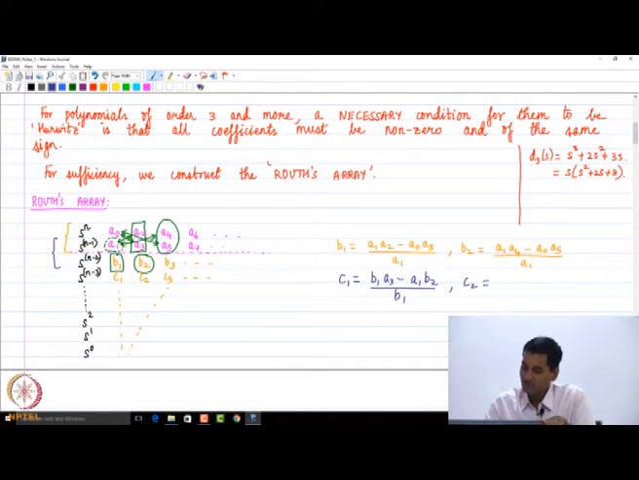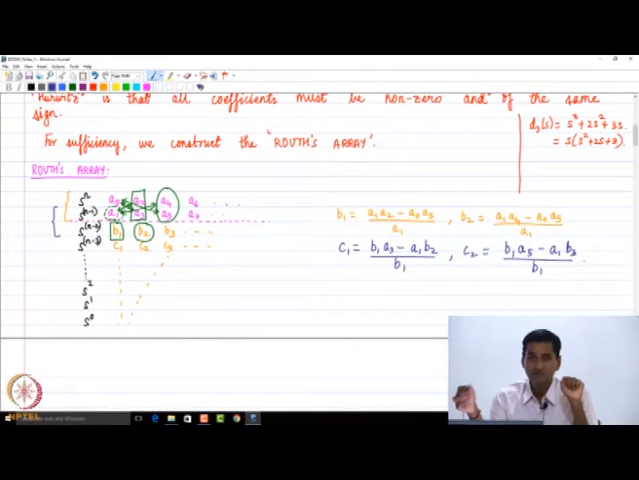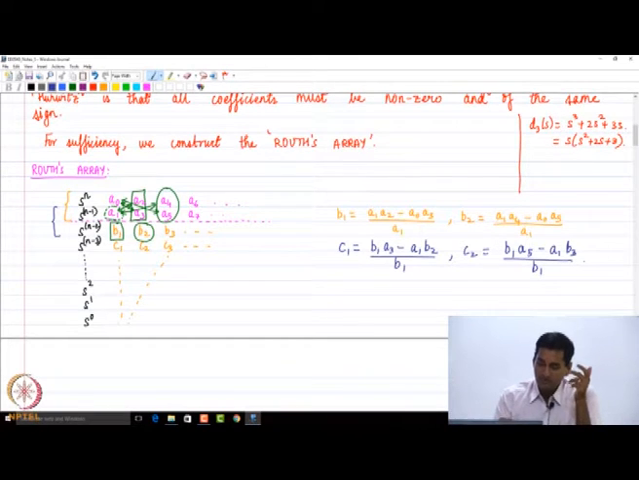Then c2 is going to be what? b1 times a5 minus a1 times b3 divided by b1, right? This process continues, so you continue until you finish constructing the routes array. That's what we are going to do. Now once we finish this process, what do we do? We look at the first column of the routes array.